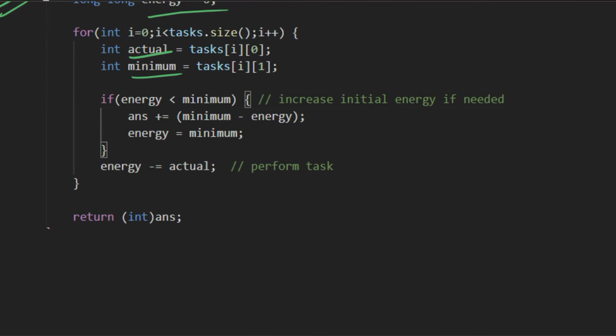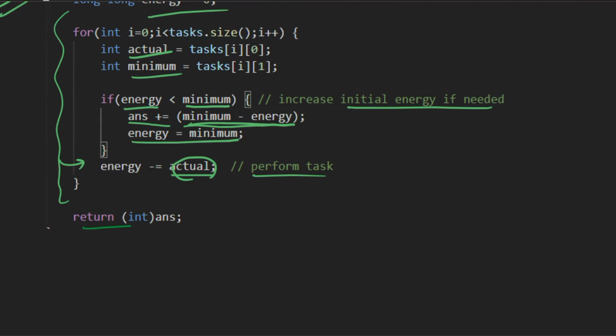Now if our current energy is less than the minimum energy that we require, then we have to increase our initial energy. So how much do we have to increase? The difference of minimum minus energy, by which we increase, right? So now we have updated our answer, that we have added the energy that we increased to the answer, and now our energy is equal to minimum, right? And now we perform the task. While performing the task, we decrease the energy by the actual energy that we require, right? So after processing all the tasks, we return the answer.